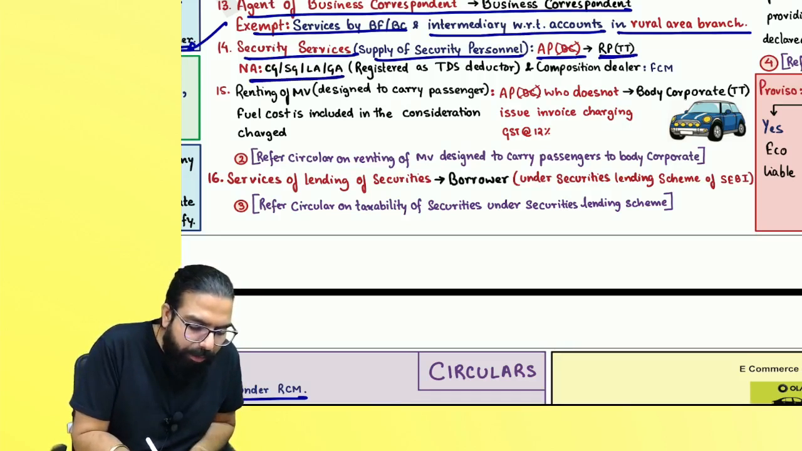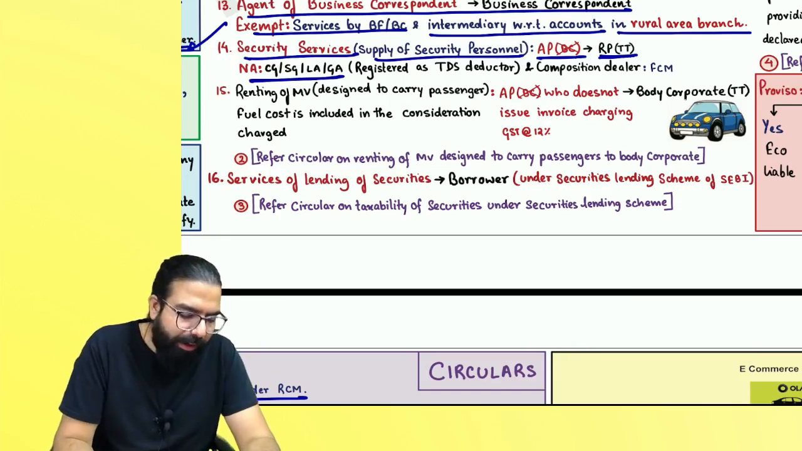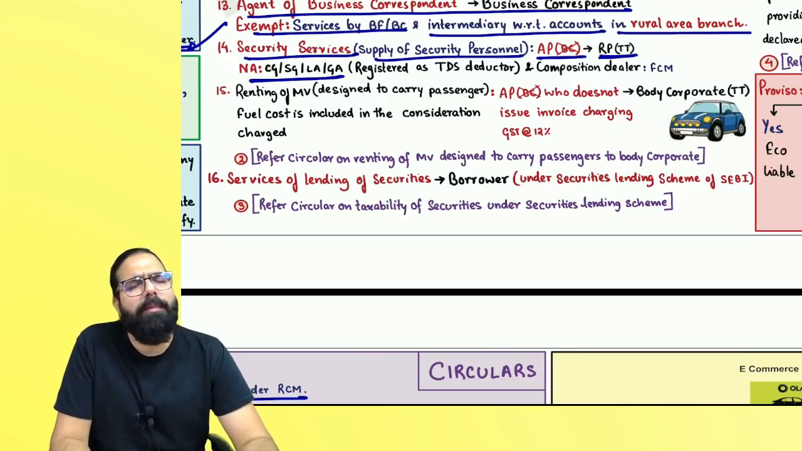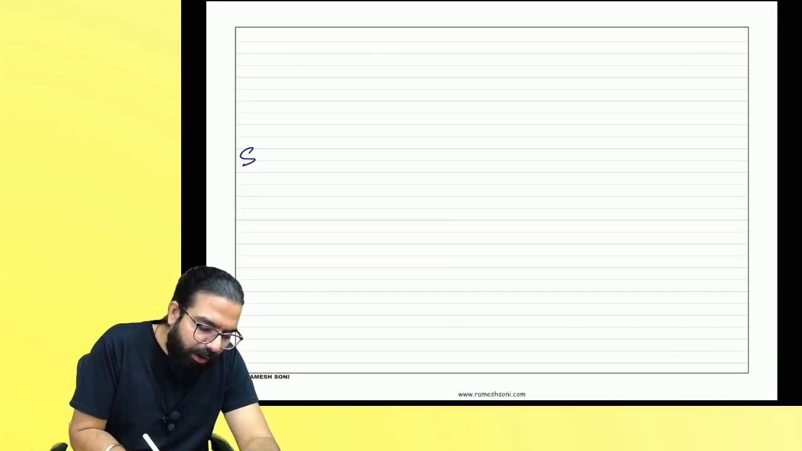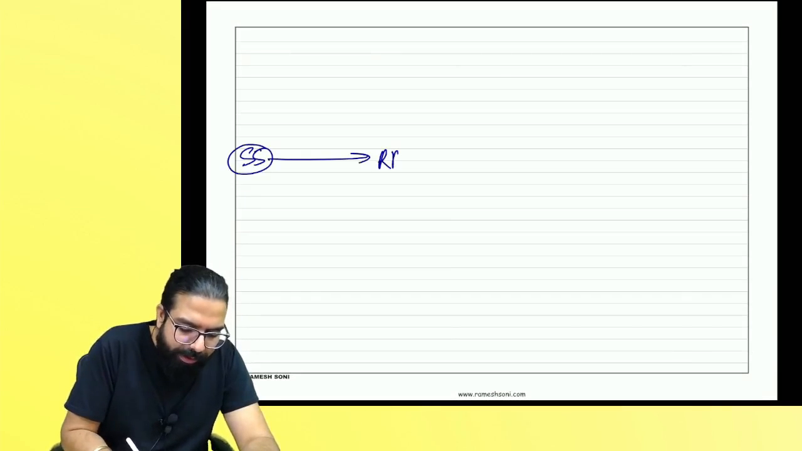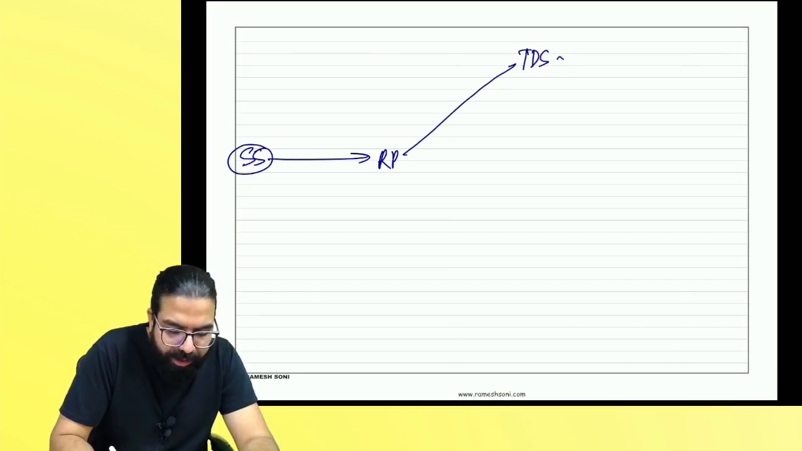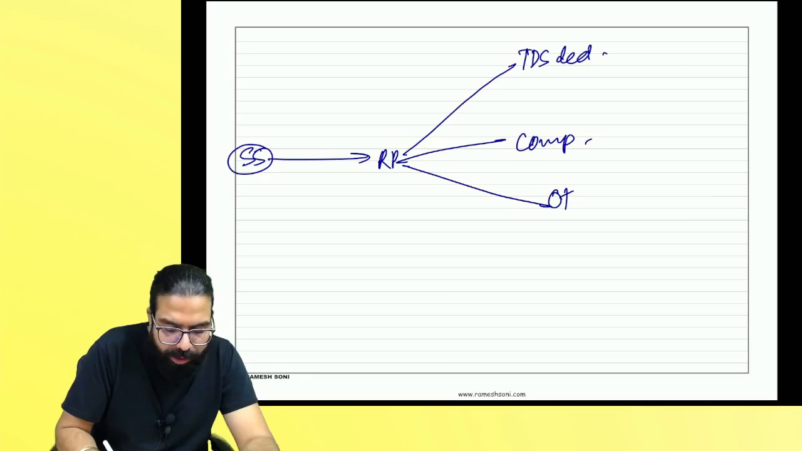Sir, not applicable if the registered person is a certain type. So if I tell over here, security services given by any person other than a body corporate, if it is given to a registered person and the registered person is a TDS deductor, security services given to whom, everyone? Registered person. If the registered person is a TDS deductor, if the registered person is a composition person or others, you will have to go ahead and see.